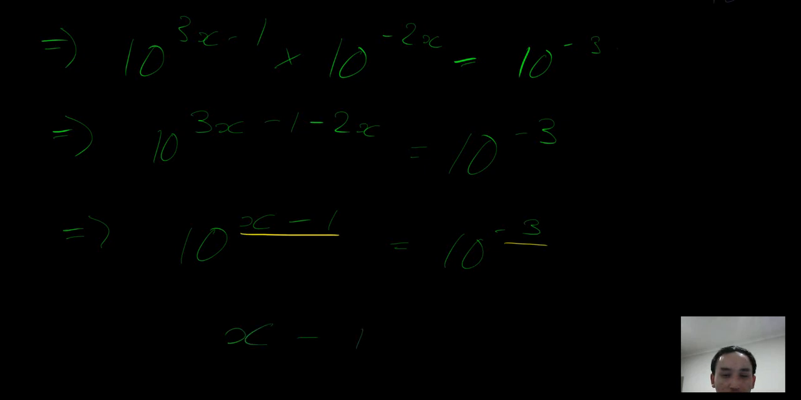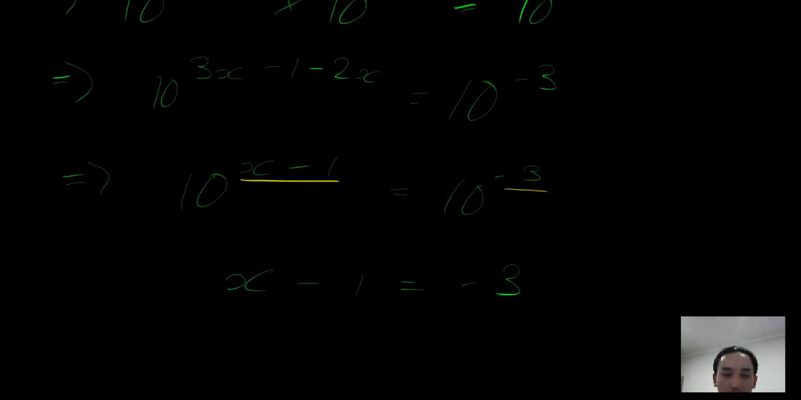So x minus 1 is equal to negative 3, and it's pretty clear from here what x is. It's just going to be negative 3 plus 1, and that is negative 2. Just don't make the mistake of saying that negative 3 plus 1 is negative 4. That's about it.